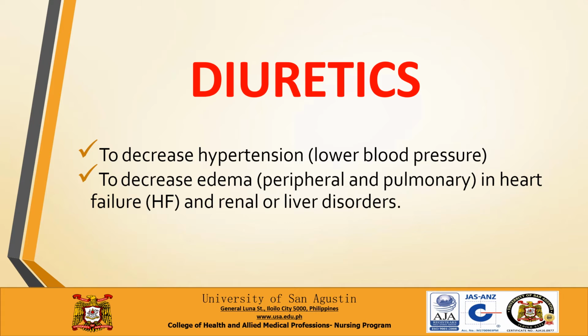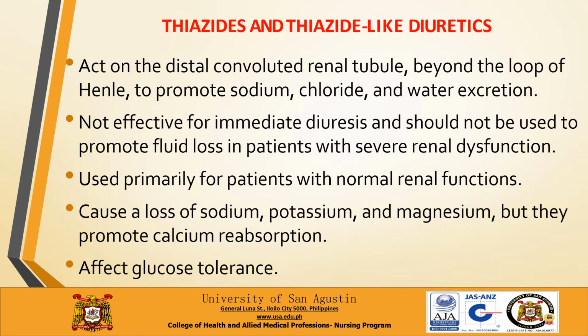Okay, so let's proceed with the diuretics. We give diuretics to decrease hypertension and, of course, to decrease edema in heart failure. Again, it can either be peripheral edema or pulmonary edema. So the very common type of diuretic is your thiazide and thiazide-like diuretic.